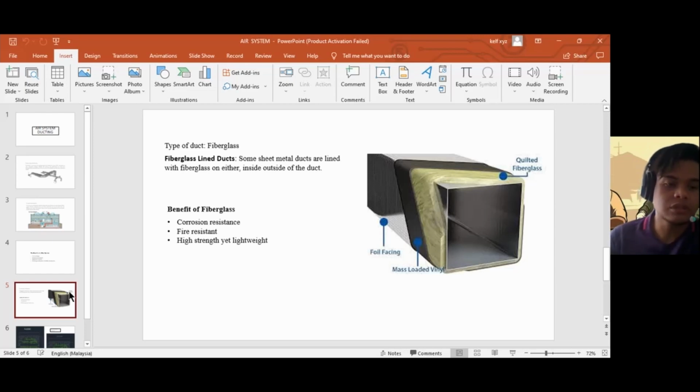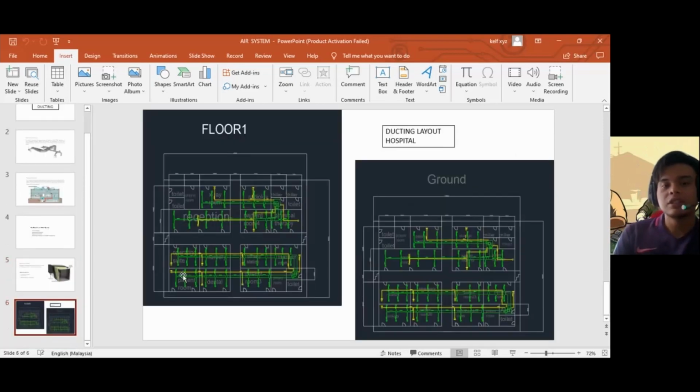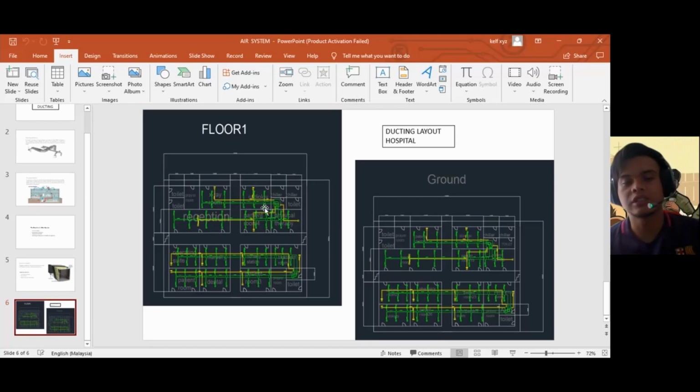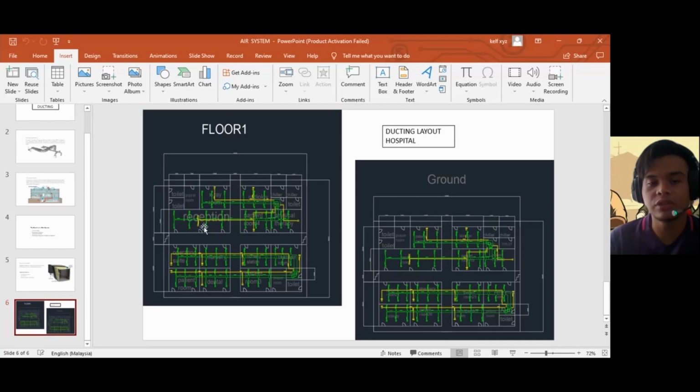Next we go to the hospital layout. We have redesigned the airflow for ducting and diffusers using AutoCAD. The green one is for ducting and the yellow one is for the diffusers. Every room has been calculated for the size of ducting, how many ducts have been used, and how many diffusers we have used.